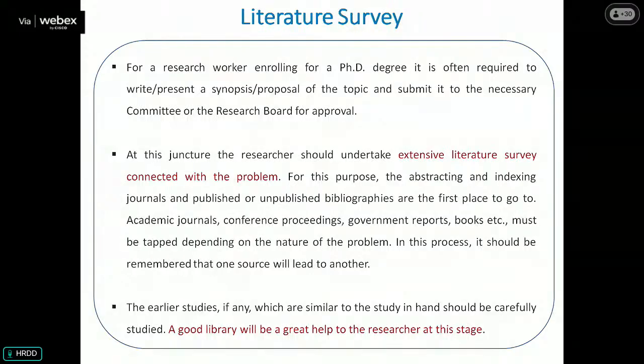So what are the different types? These you have to know, at least for this research methodology, what the different types of references or literature available are. So what are the different types of literature available? One is academic journals. First is academic journals, then conference proceedings.